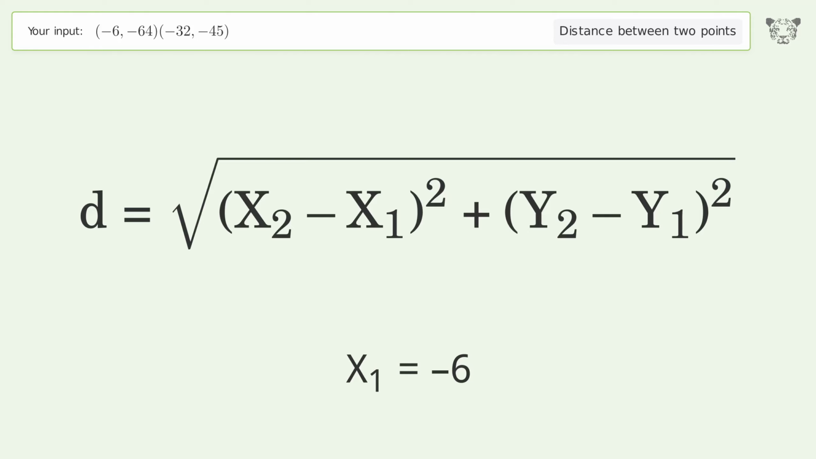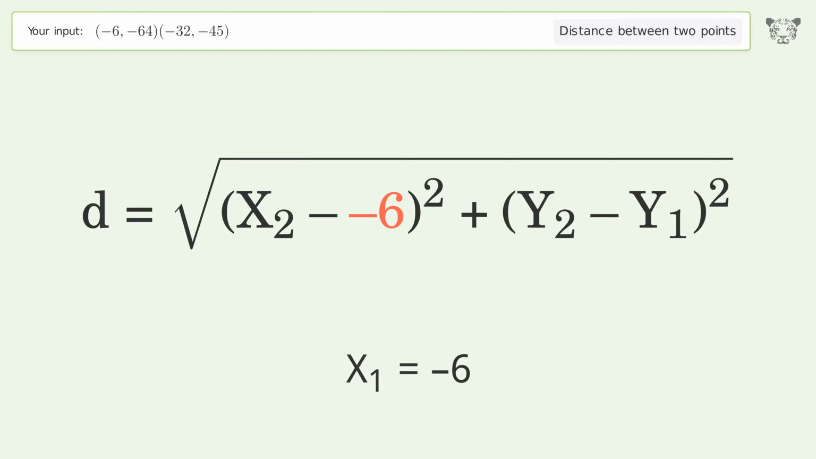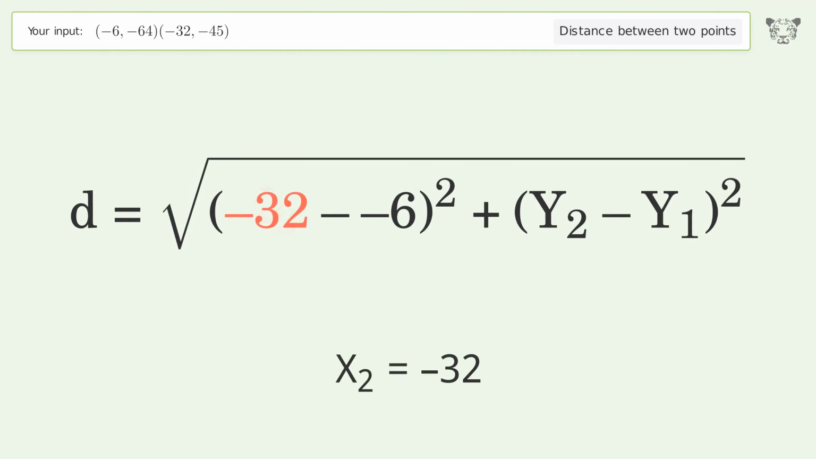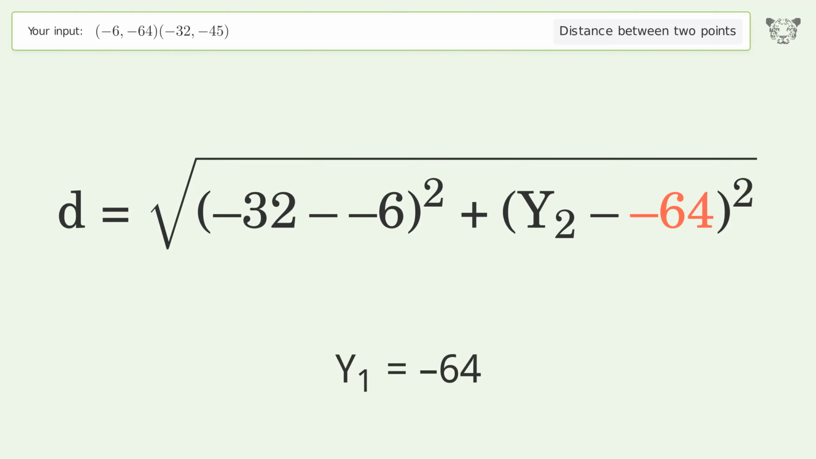x1 equals -6. x2 equals -32. y1 equals -64. y2 equals -45.